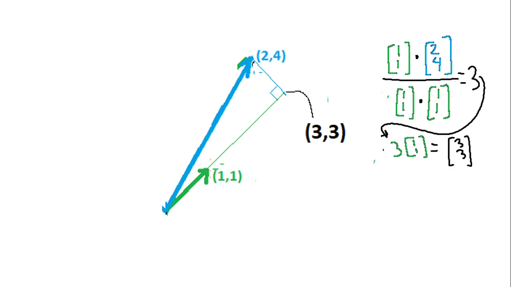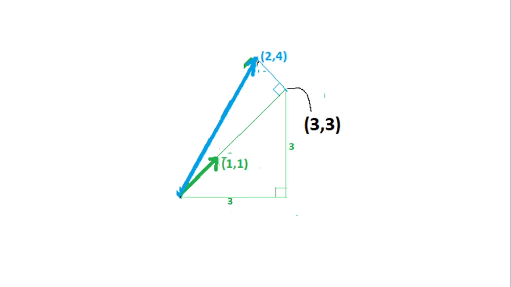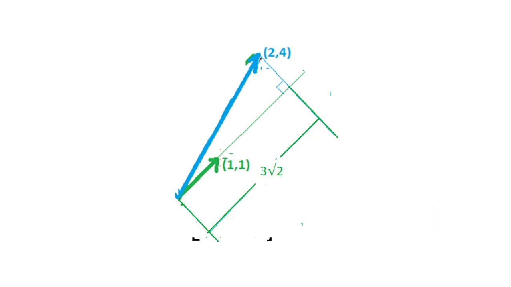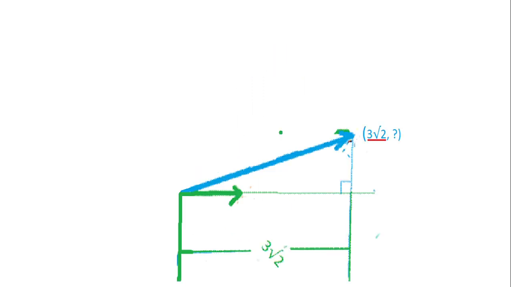To get the base of that triangle, we can calculate the length of this vector 3, 3 by using the Pythagorean theorem again. So we see that the base of the triangle is 3 radical 2. And once we rotate it, we're going to see the x-coordinate of the rotated blue vector is also 3 radical 2. I'm going to rotate it now. So you can see the x-coordinate is 3 radical 2 for the rotated blue line.